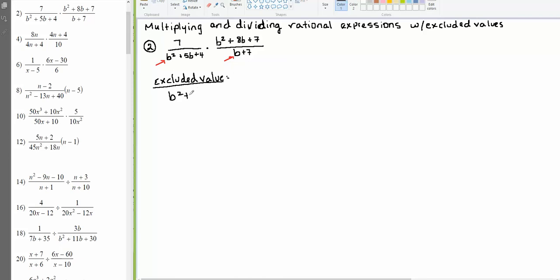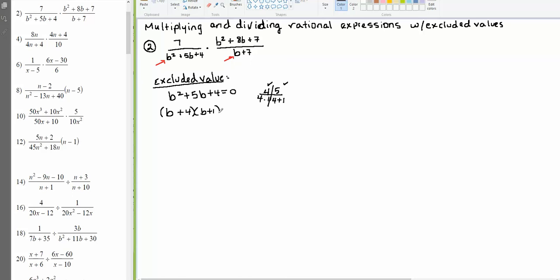for b squared plus 5b plus 4, we have to set it equal to 0. And we have to factor this. So we need two numbers that multiply to 4, but add up to the middle term, which is 5. And that's easy. That's 4 times 1. Right? Because 4 times 1 is 4. 4 plus 1 is 5. And this is a case 1 because the leading coefficients are 1. So it's going to be b plus 4.